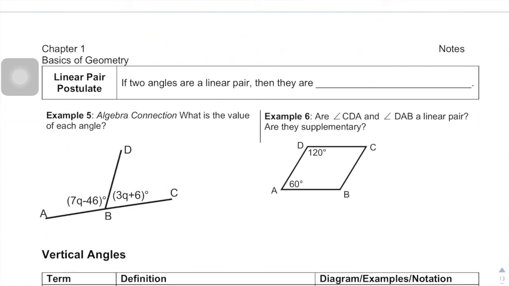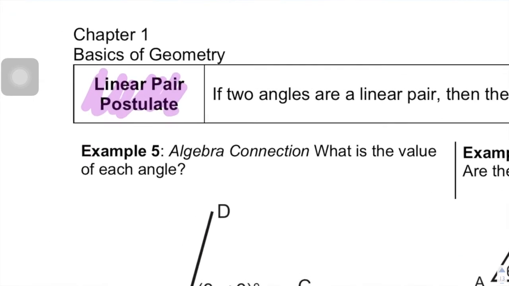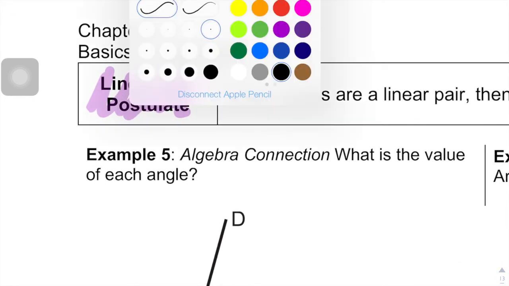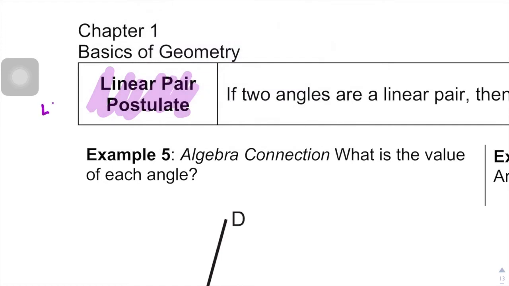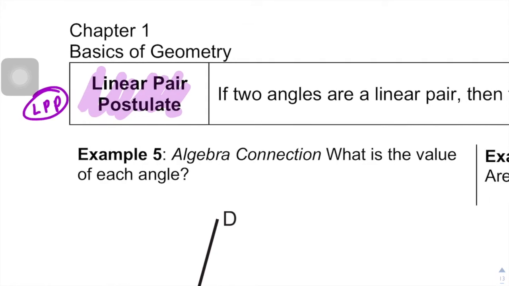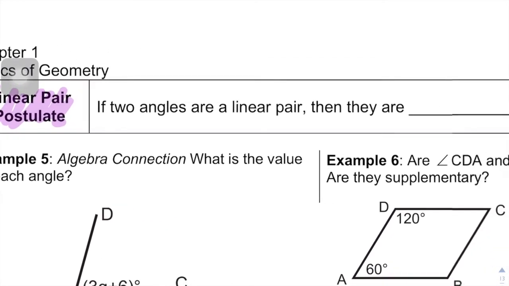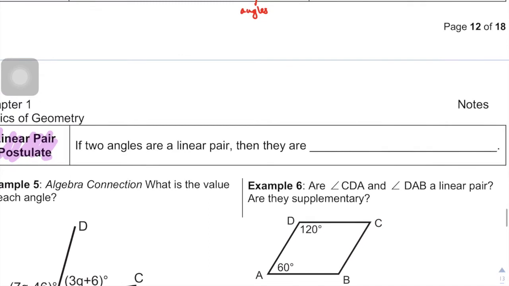This leads us to the linear pair postulate. We're going to want to abbreviate this as LPP, so you don't want to forget this one. You're going to end up using this a lot later in the school year. It's abbreviated as LPP: if two angles are a linear pair, then they are supplementary.